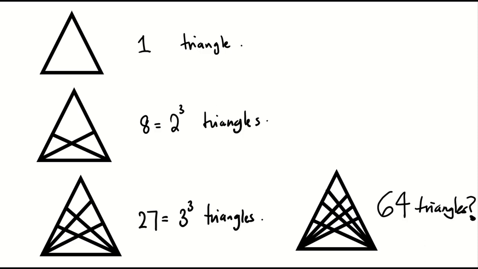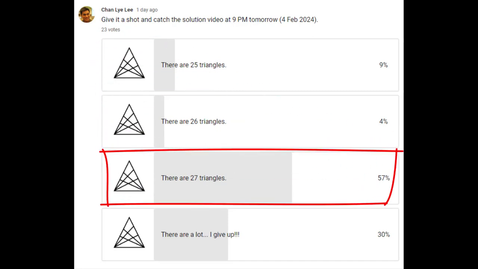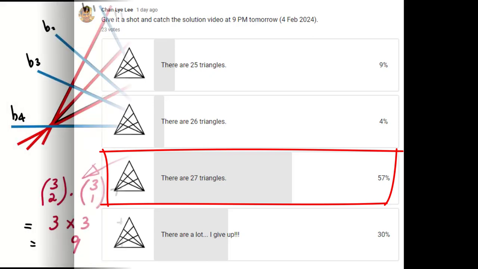How about the general case? What do you think? I presented this question to our community yesterday and received 23 votes, with 57% of you giving the correct response. Thank you for participating in this poll, and I look forward to your engagement in future discussions.